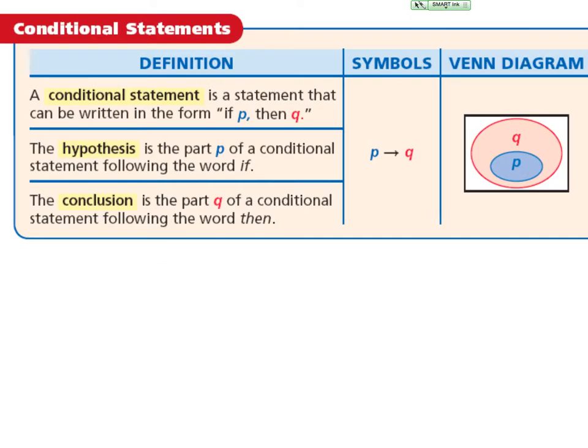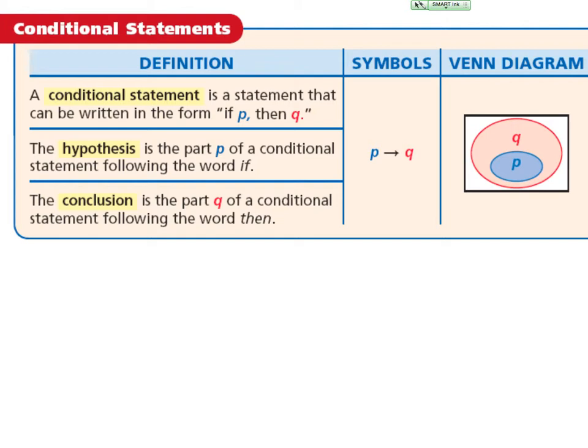So let's start talking about what a conditional statement is. And you should have some of these notes filled out already. A conditional is simply a statement that can be written with the words if and then. Okay? It might already have those words, or part of what we're going to do is rewrite some sentences so it has the words if and then. So a conditional is a sentence that can be written in the form if something, then something.